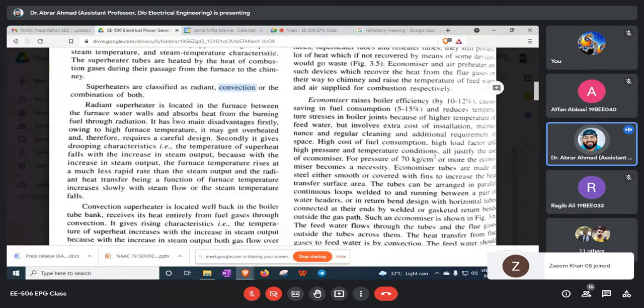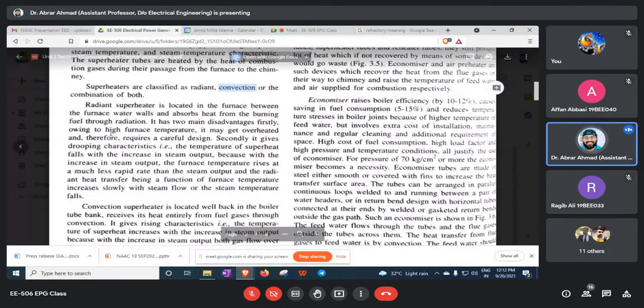So radiant superheater is located in the furnace between the furnace water walls and absorbs heat from the burning fuel through radiation. It has main advantages, that is two. Firstly, owing to high temperature furnace, it may get overheated and therefore requires a careful design. Second, it gives a drooping characteristic, that is temperature at superheat falls with the increase in steam output.